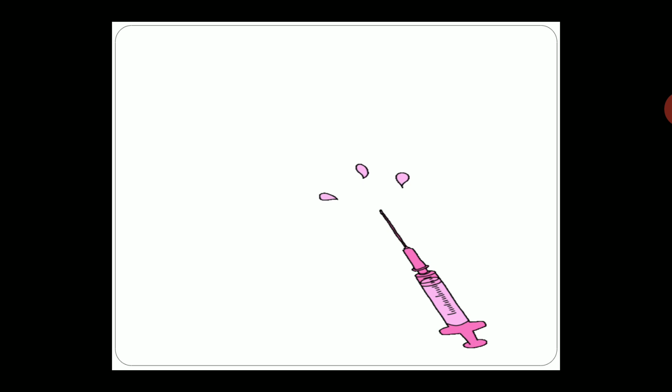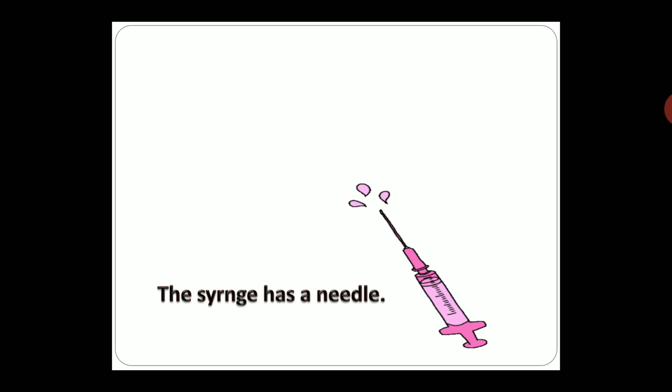What is this? It is a syringe. Now look, the syringe has a needle. The word is needles. Needle is singular, needles is plural. One to many. What is the meaning of needles? Very thin material.